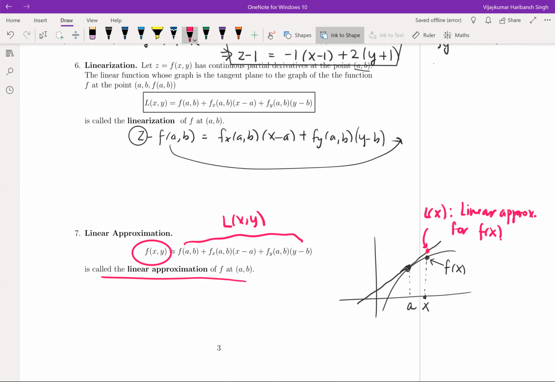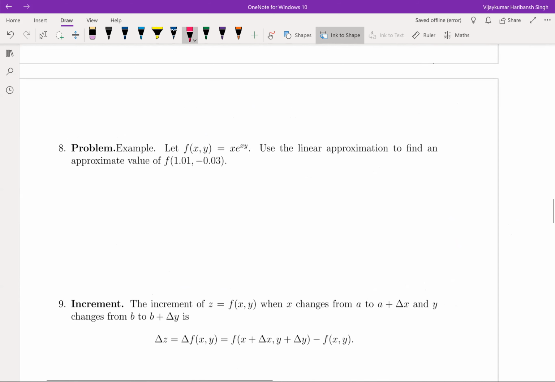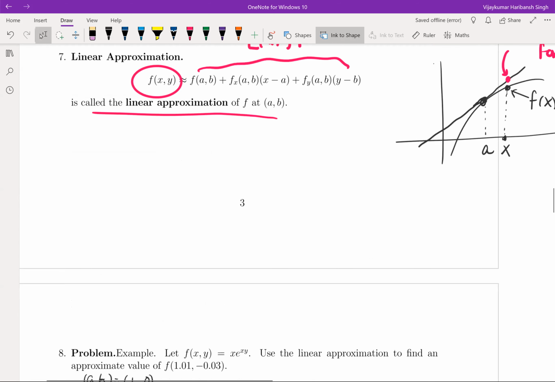So let's work on a problem. Let f of xy be x e to the power xy. Use linear approximation to find the value of f of 1.01, minus 0.03. All right. So first we need to take a nice point which lies on this curve. So let's take the point ab to be 1 comma 0.